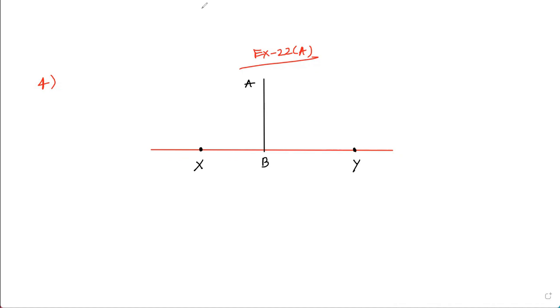So that means the angle of elevation of the top for one of these persons is 30 degrees, and the other is 38 degrees. The one which is closer seems to be bigger, so let's take that as 38 and this as 30. The question is, find the distance between them if the height of the tower is 50 meters. So that means we need to find the length XY, right?